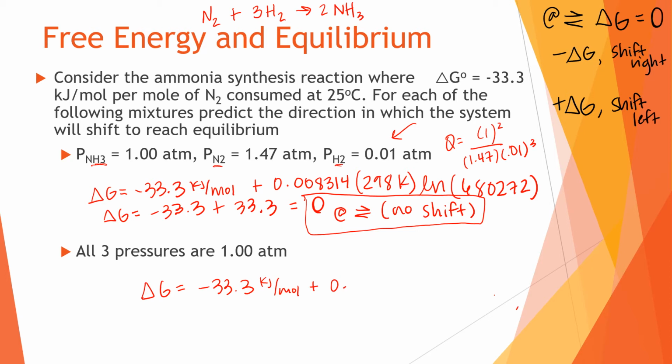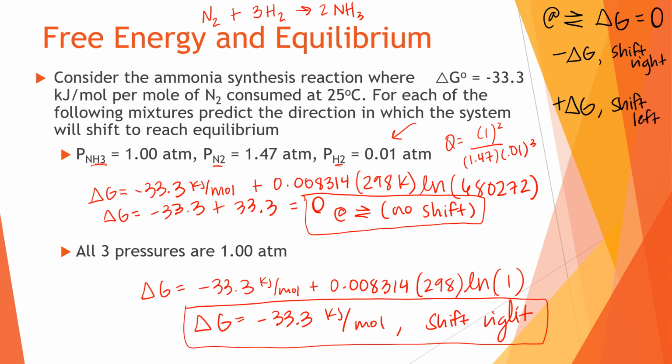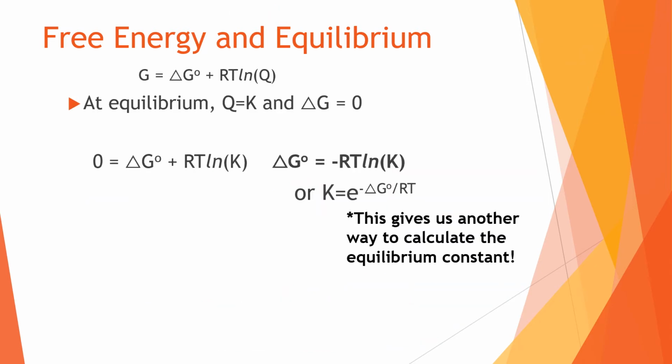And so when I plug in 1 for all of my pressures, I get a Q equal to 1. Well, we all know the natural log of 1 is 0, so we get that delta G is equal to negative 33.3, which means that we are going to have to shift right in order to reach equilibrium.